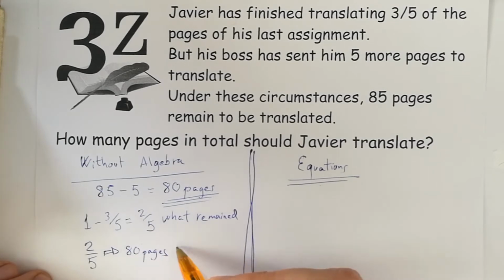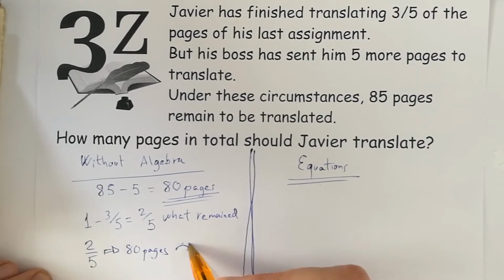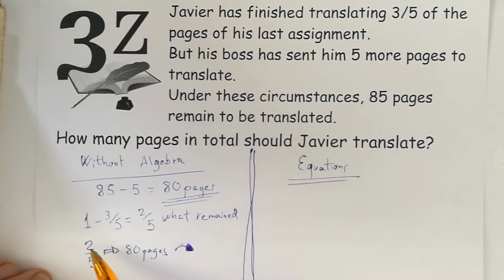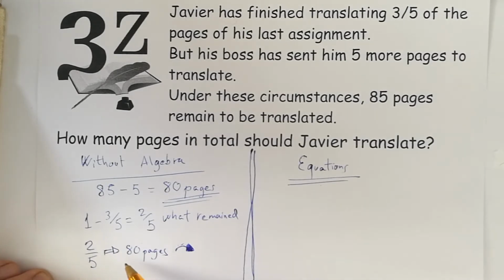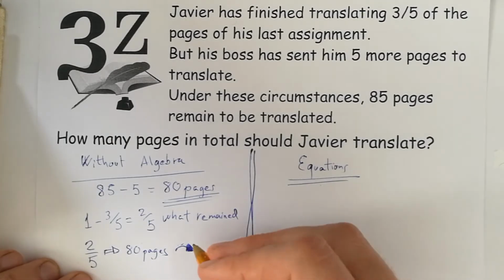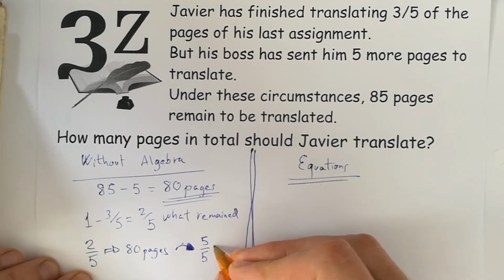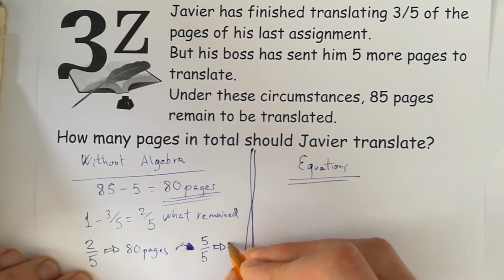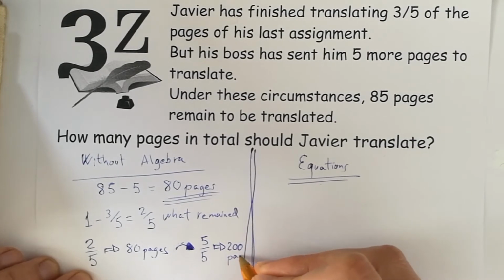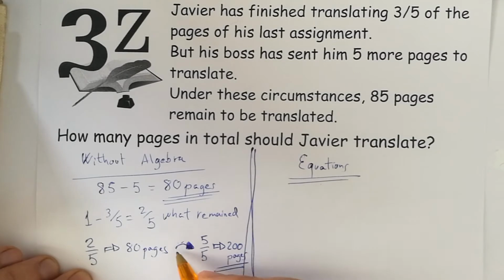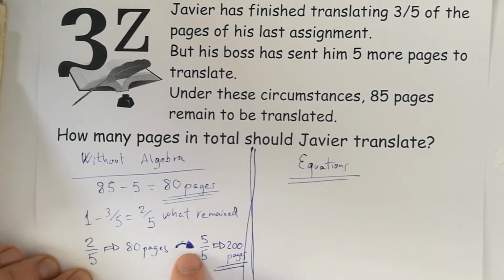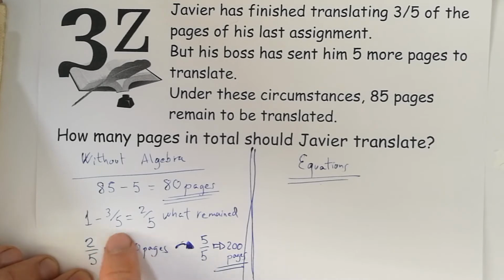Now, if we do a reduction to the unit, we may say that 1/5 is 40 and the 5/5 are 200. 5/5 are going to be the same as 200 pages. Remember that we may write an extra step here, changing this to 1/5, that is 40.